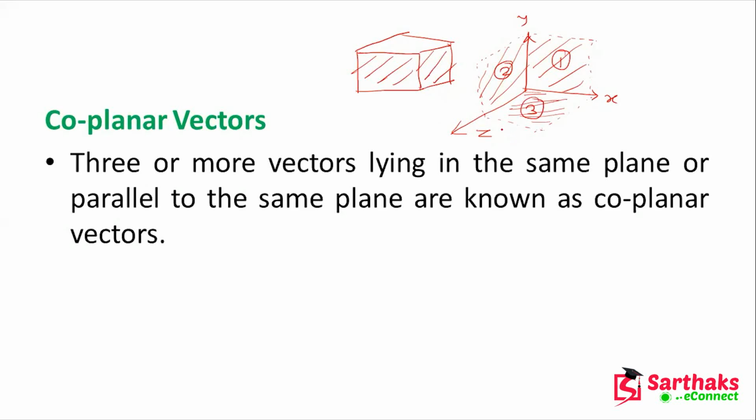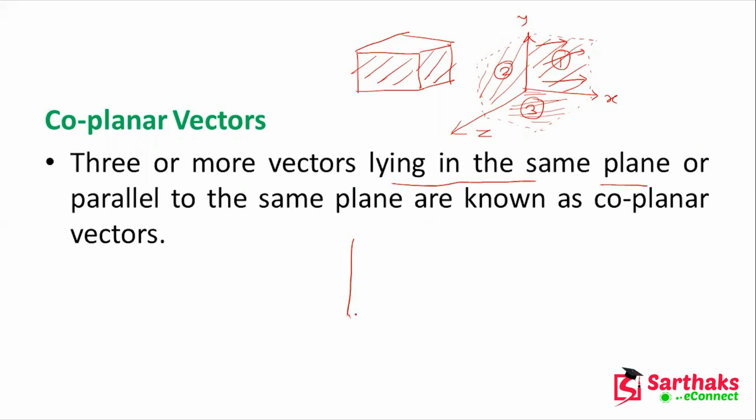So coplanar vectors means three or more vectors lying in the same plane, or parallel to the same plane, are known as coplanar vectors. So coplanar vectors means all lying in the same plane. In the XY plane, suppose I have a vector AB here, then a vector CD here, and a vector PQ here. So that means in the same plane I have all the vectors.